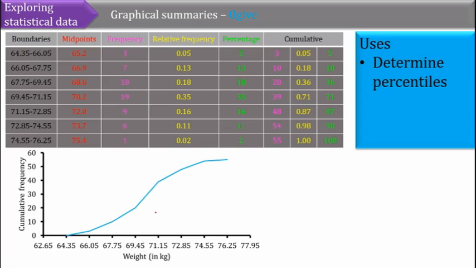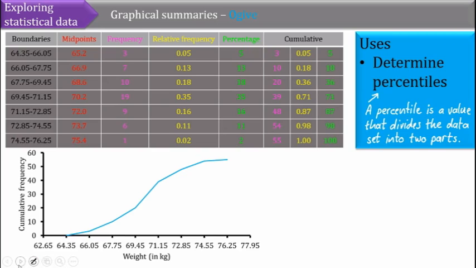Now the ogive is useful for detecting or estimating percentiles. Now what is a percentile? We'll get into more detail a bit later, but for now we can just identify it as a value that divides the data set into 2 parts.